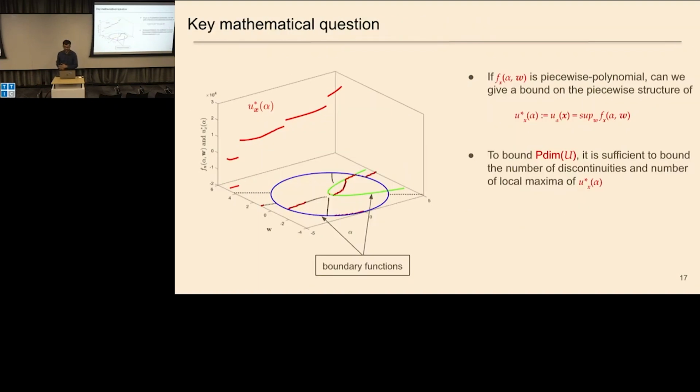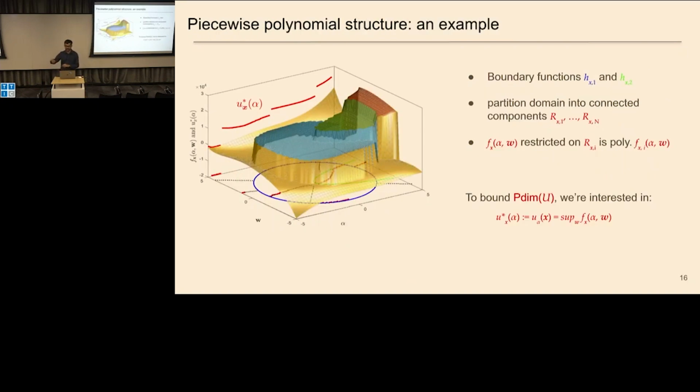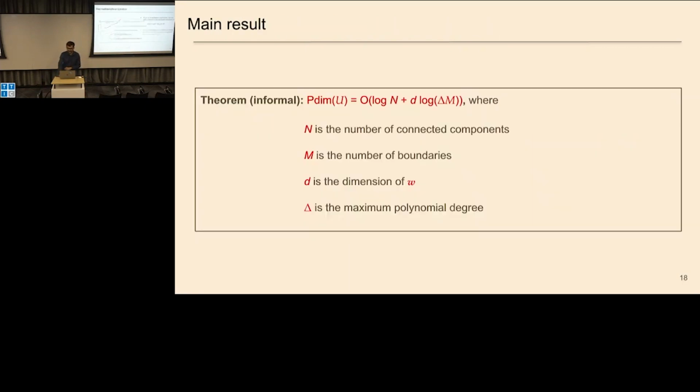Just to reiterate what I just said: to bound the pseudo dimension of U, it is sufficient to bound the number of discontinuities and the number of local maxima in this U star X alpha. Your initial guess might be that if everything is piecewise polynomial, then when you take the max, the final thing is also piecewise polynomial. Turns out it's not. It's easy to construct examples where this U star function is not piecewise polynomial, and it's not always even possible to get a closed form for this. But still we'll be able to say something nice about this function. That's the main challenge here.